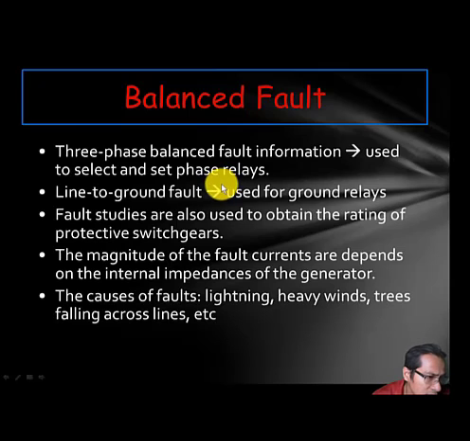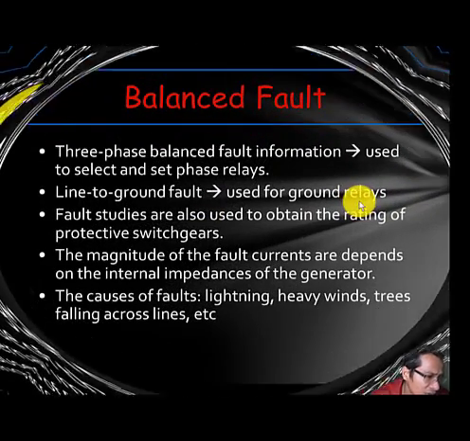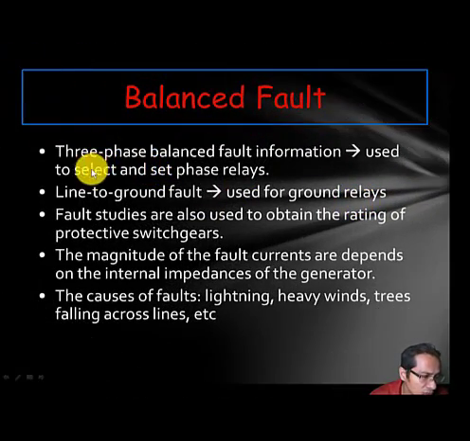Okay, so another one, line to ground faults, is used for ground relay setting. So in our case we use the three-phase balanced fault to set up the phase relay setting. Line to line or line to ground faults we use for ground relay setting, and other types of faults we use for other types of settings.